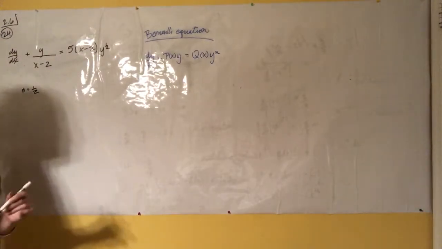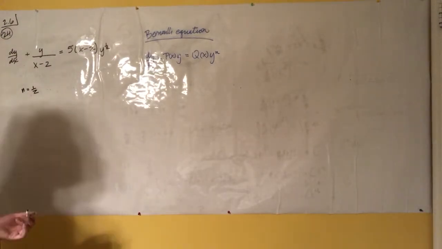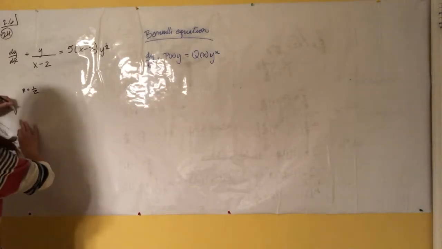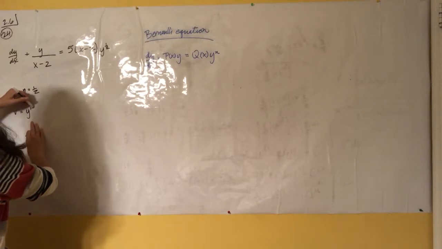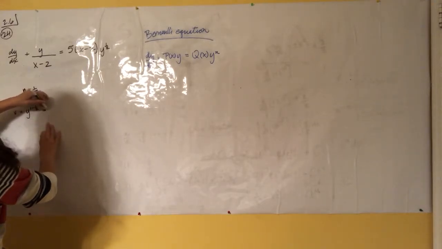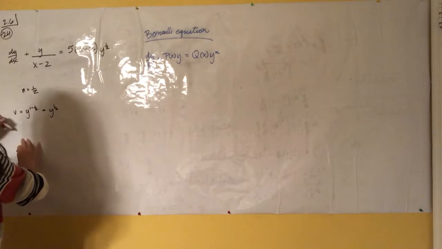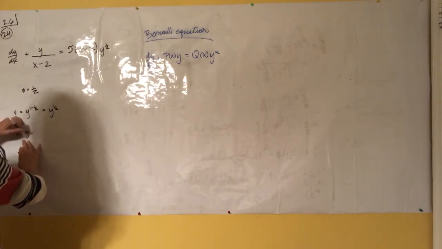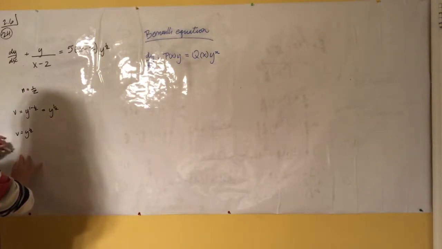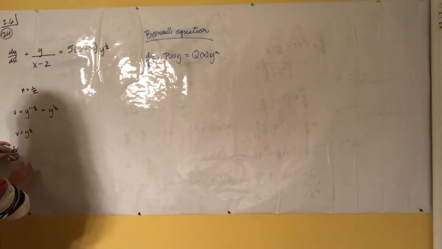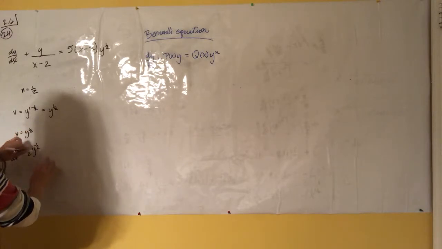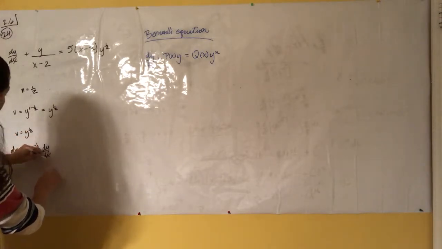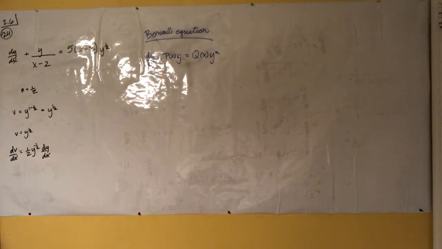Okay, and you're going to use substitution to solve a Bernoulli equation. So v is equal to y to the 1 minus 1/2. That's going to give you y to the 1/2. Okay, so v equals y to the 1/2. If you want to take the derivative, dv/dx is equal to 1/2 y to the negative 1/2 dy/dx. Okay, and we're going to use that when we substitute.